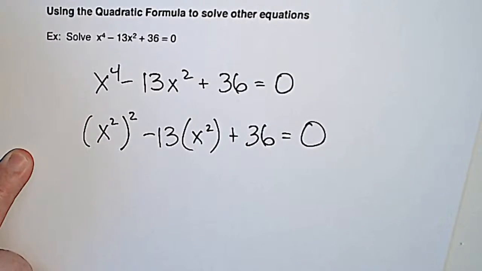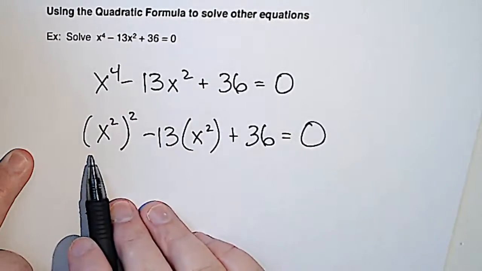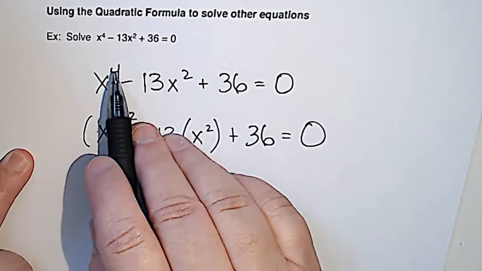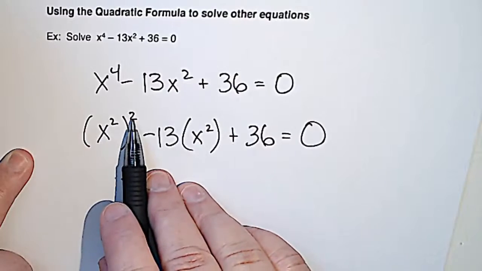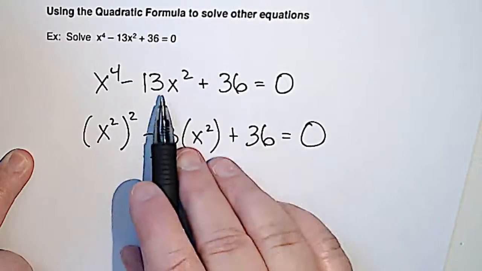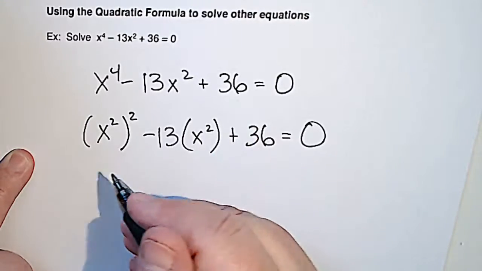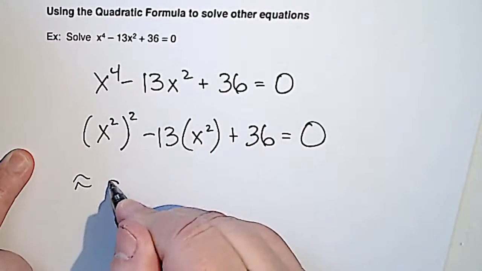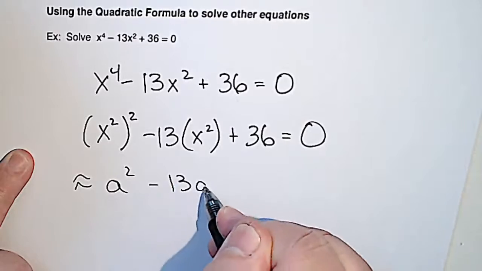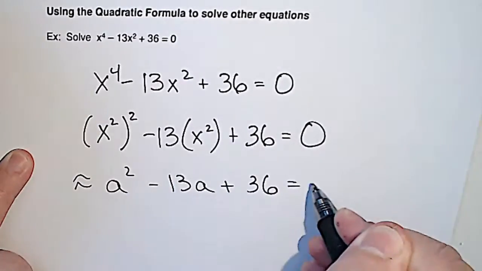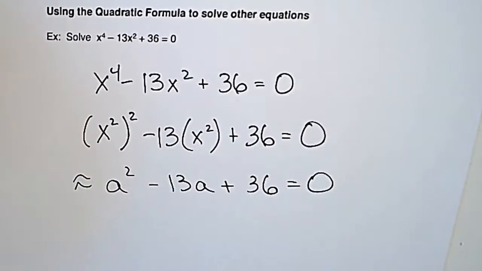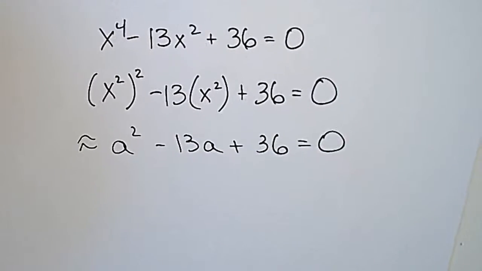Ta-da! This is in quadratic form. It's something squared. Now it's x squared squared, and then minus 13 times x squared plus 36. So this looks a little bit like a squared minus 13a plus 36 equals 0. So we can solve it. Okay, so that's what I'm going to do.